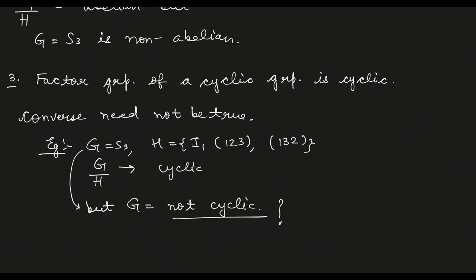Cyclic groups are abelian, right? Since cyclic implies abelian, not abelian implies not cyclic.